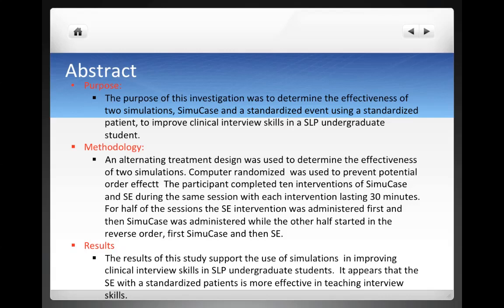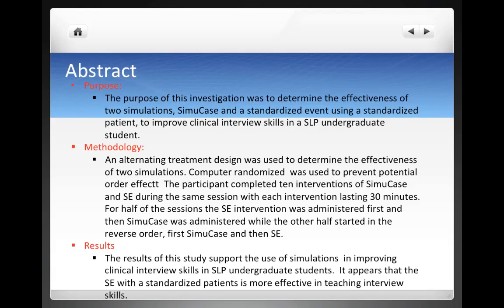It helps develop such skills as critical thinking, clinical decision-making, effective communication with patients and colleagues, and increased confidence when working with clients in real-life situations. So the purpose of this investigation was to determine the effectiveness of two simulations, the SimuCase and then the standardized event using a standardized patient, to improve clinical interview skills in an SLP undergrad student.